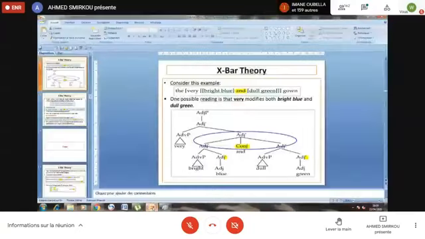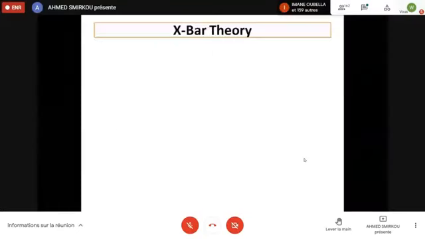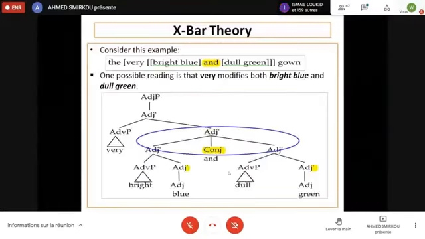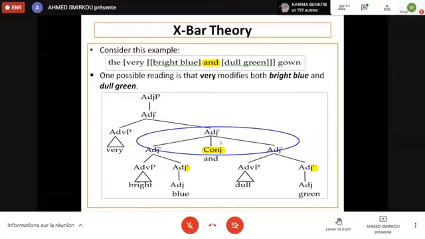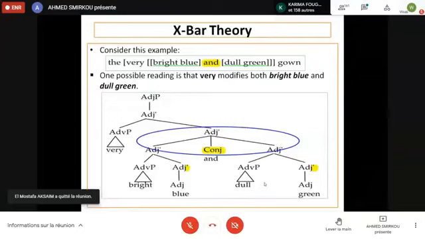Any question? We're not interested in ambiguity, but in this case, if very modifies only bright blue, we are going to branch it from here. But please avoid having three branches in X-bar theory. That's why we need to add another adjective bar here below. So there must be an intermediate level with the adjective phrases, especially when we have conjunctions. Any questions? Shall I move?